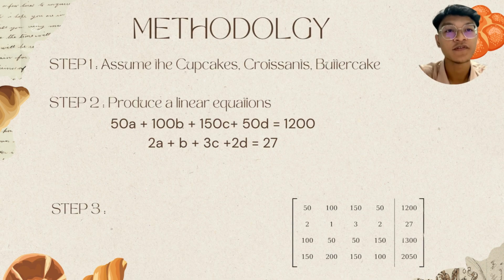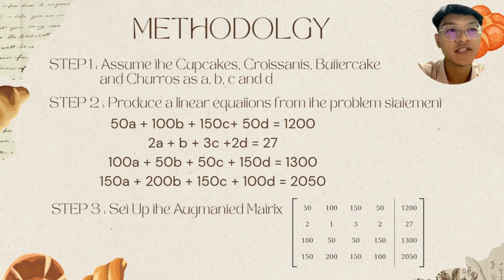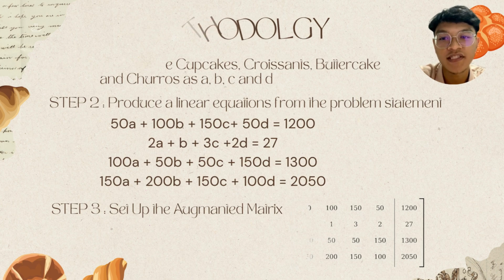First, we define our variables. We let cupcakes be A, croissant be B, butter cake be C, and churros be D. Next, we construct a system of linear equations based on the problem statement. As you can see on the slide, we form 4 linear equations. And then we convert these equations into an augmented matrix, which sets us up to solve the system easily.